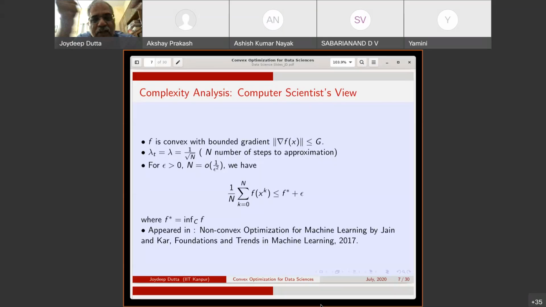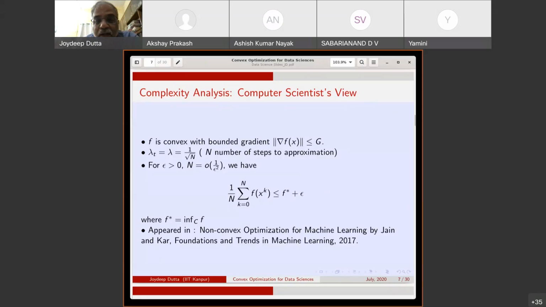So this is the kind they need. This O of 1 by epsilon square, the number of steps, is the complexity of the algorithm: the number of iterations that you need actually to solve the problem. That is what computer scientists are interested in.